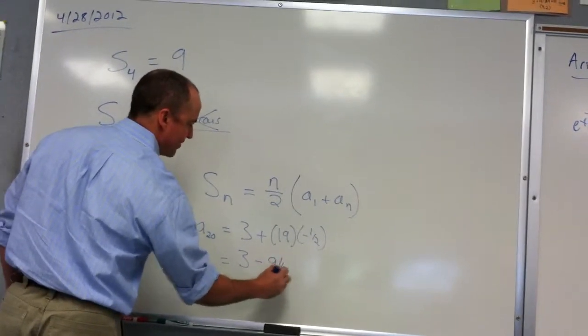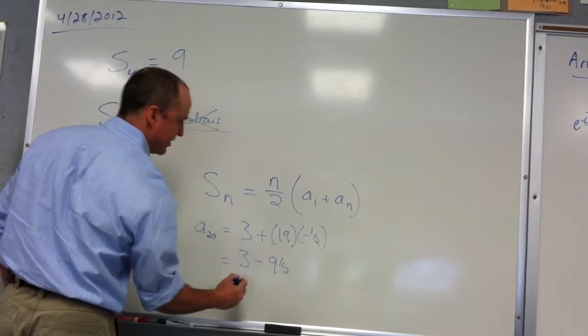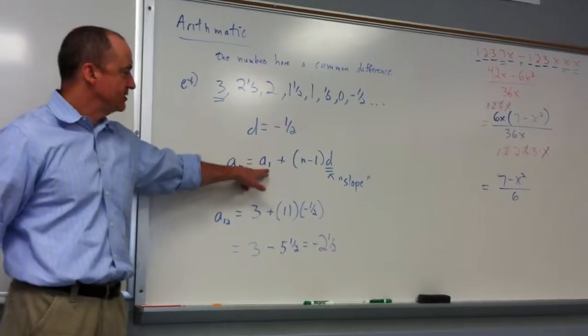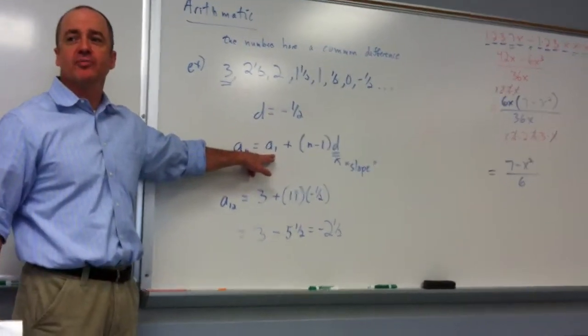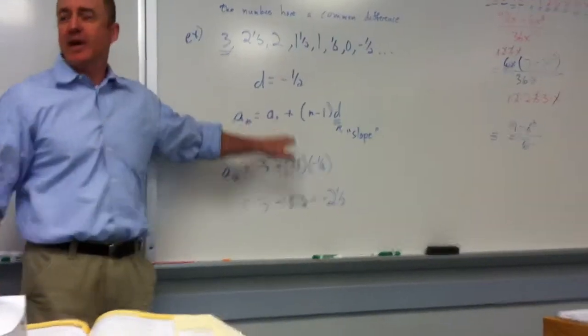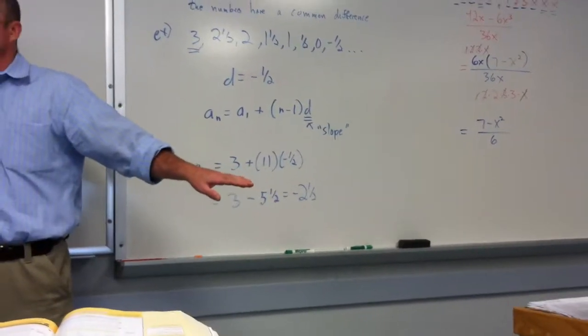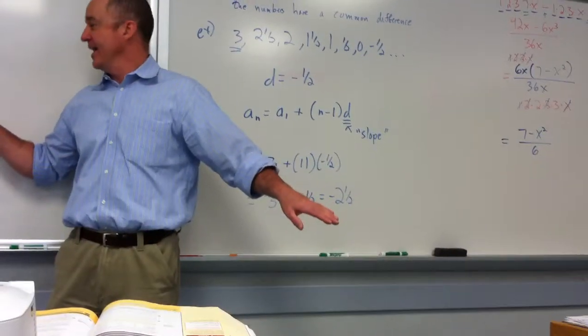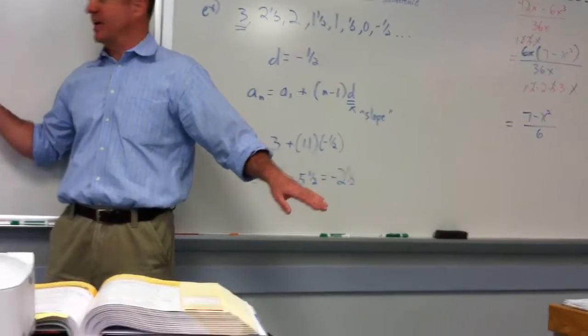Wait, I'm confused. 20 over 2 isn't 3. Good call, Jen. Why did you jump to that equation? We have to find the 20th term first. What Michelle was noticing, and I should have checked, is that there's an a sub n in my formula. And I don't know what the 20th term is, so I have to do this first.